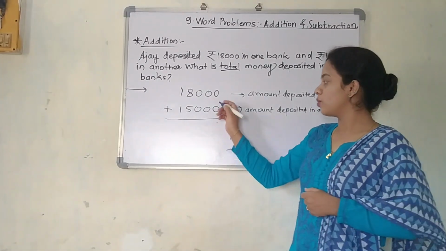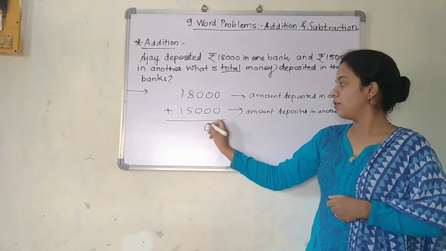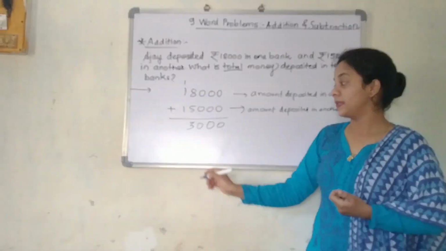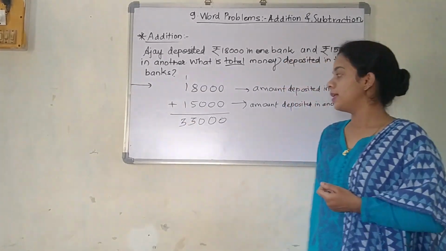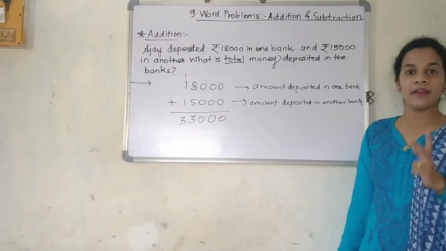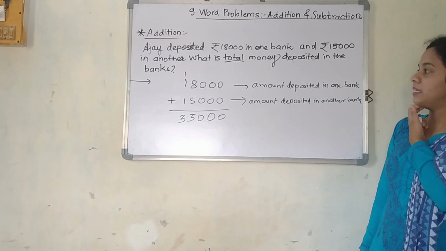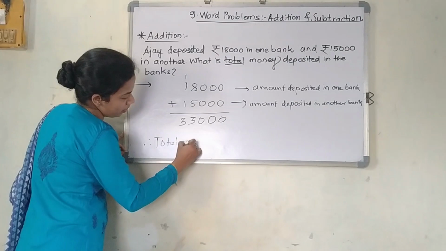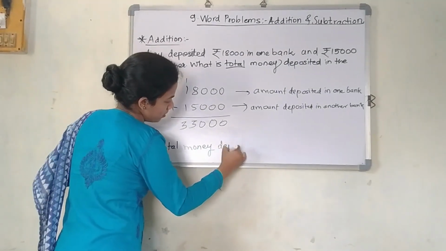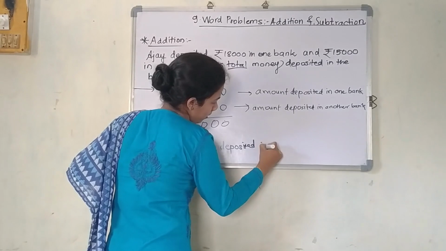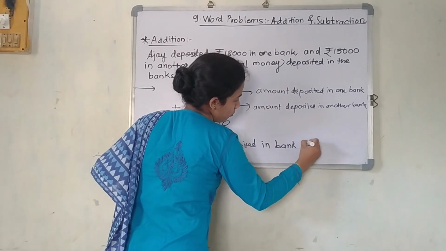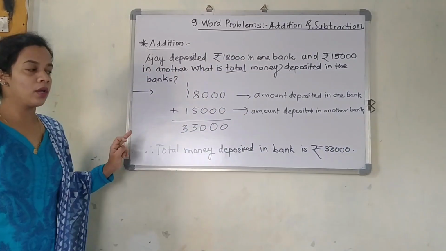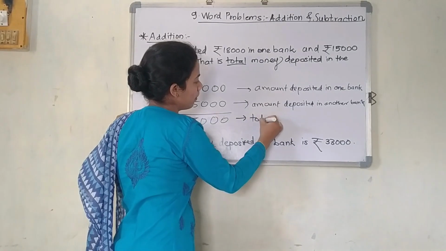Okay, so now we are going to do the addition. 0 plus 0 is 0. 0 plus 0 is 0. 0 plus 0 is 0. 8 plus 5 is 13. 1 will be carried. 1 plus 1 plus 1 is 3. So it is 33,000. So they have asked you what? What is the total money deposited in the bank? So the final answer you are going to write. Total money deposited in bank is rupees 33,000. You can also mention over here, this is the total money.